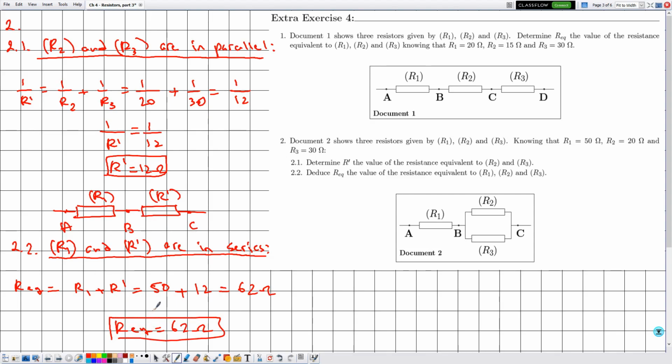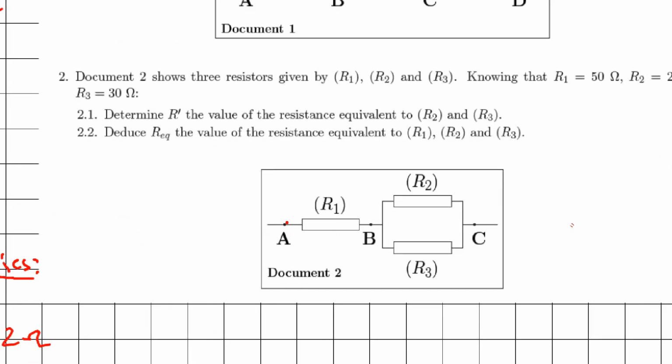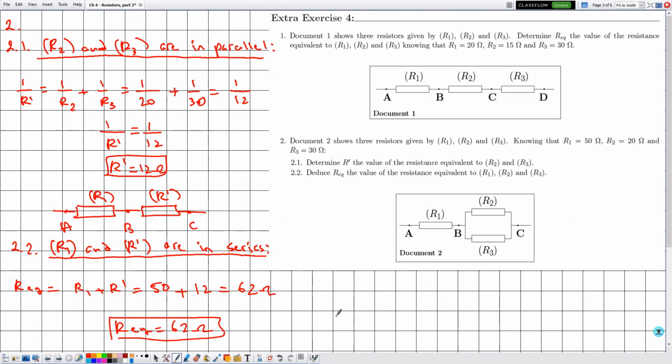And whenever we calculate an equivalent resistor, it's convenient to represent this equivalent resistor in the given electric circuit. It replaces the terminals A and C, then it's given by this, of value 62 ohms.